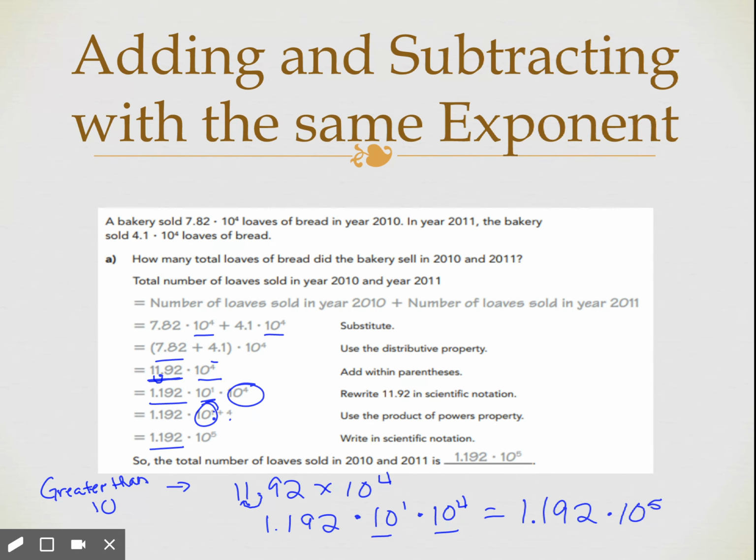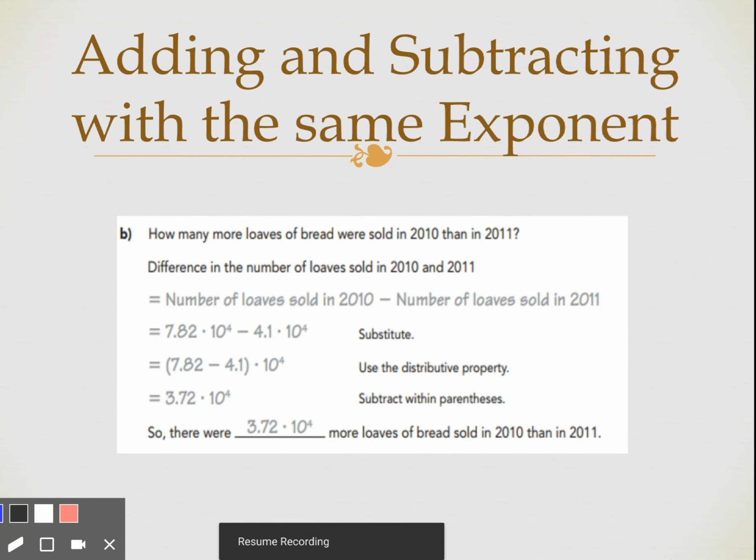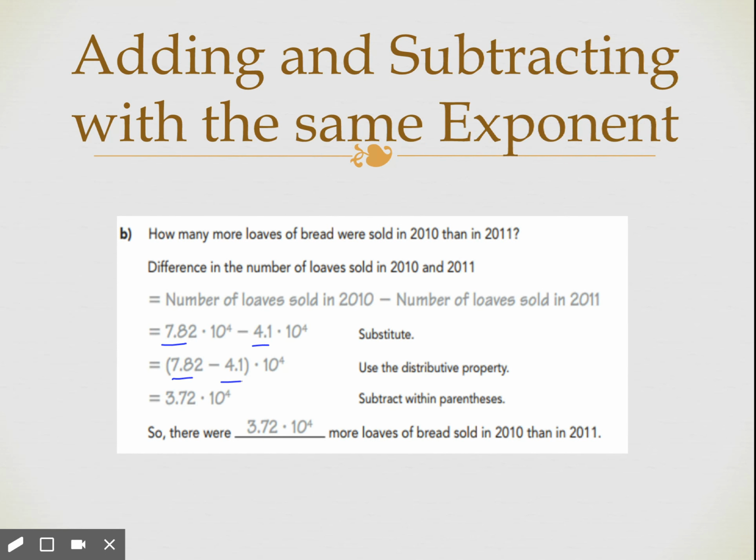Okay, so we'll do some more practice here. Here we have a subtraction problem using the same numbers. How many more loaves of bread? Again, it's subtraction, so we're simply going to subtract our coefficients. In this case, we are left with 3.72 times 10 to the fourth because we have a number greater than 1 and less than 10. We can just leave this as is.